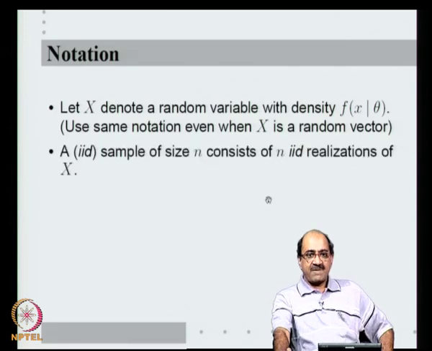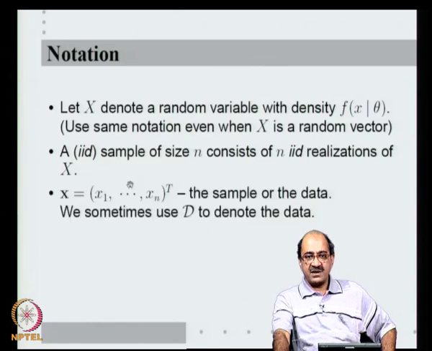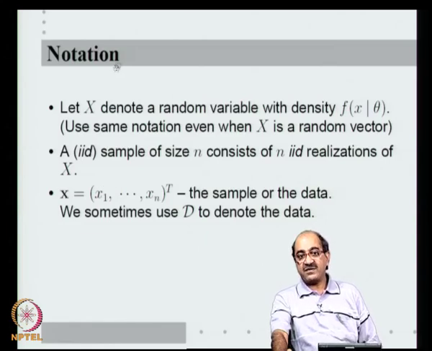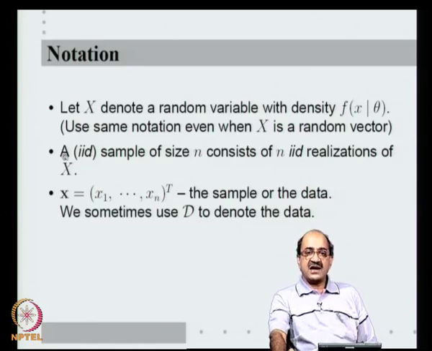Okay. An IID sample of size n consists of n IID realizations of the random variable x. You get n values, n IID values of the random variable x. So, we denote this as x 1, x 2, x n. Once again, each of these xi's themselves may be vectors if x is a random vector. The entire set of data x 1 to x n we denote by either a boldface x or a script d. Okay. So, this is the sample or data, this is the data I have from the density. We sometimes denote it by the script d or sometimes denote it by the boldface x.